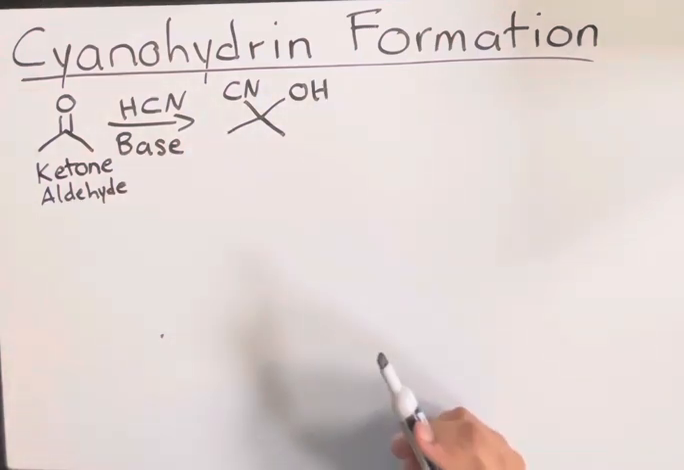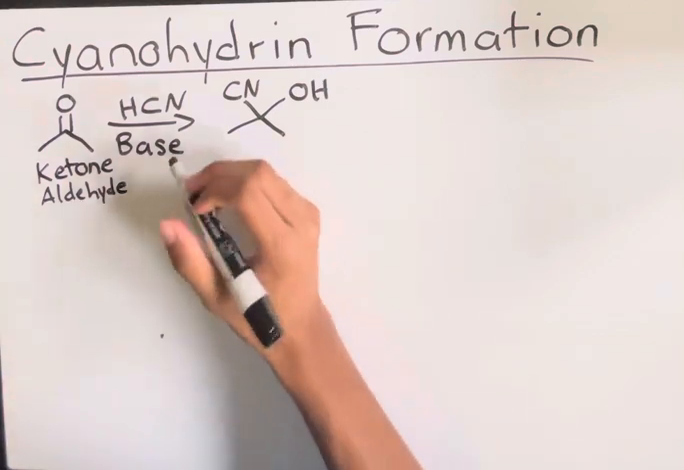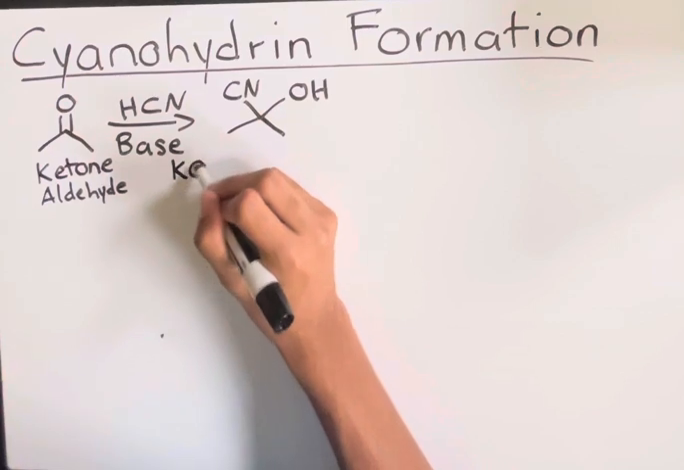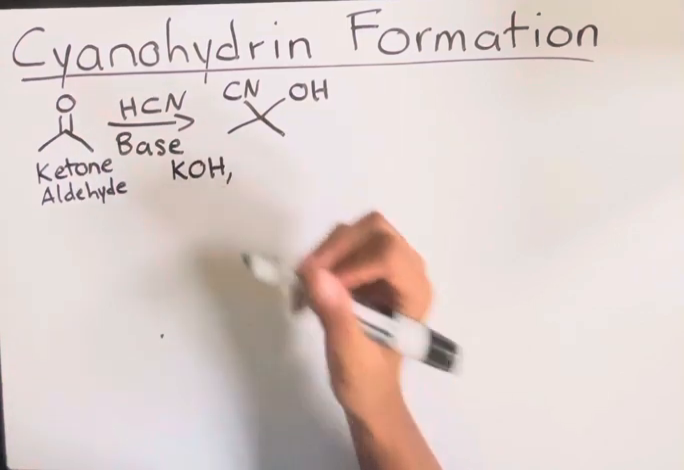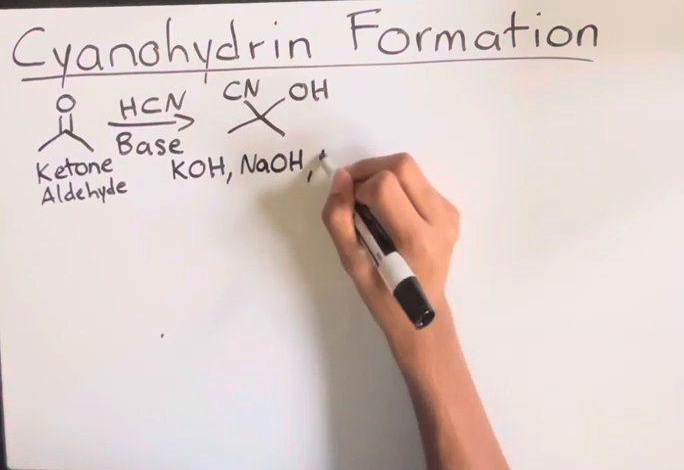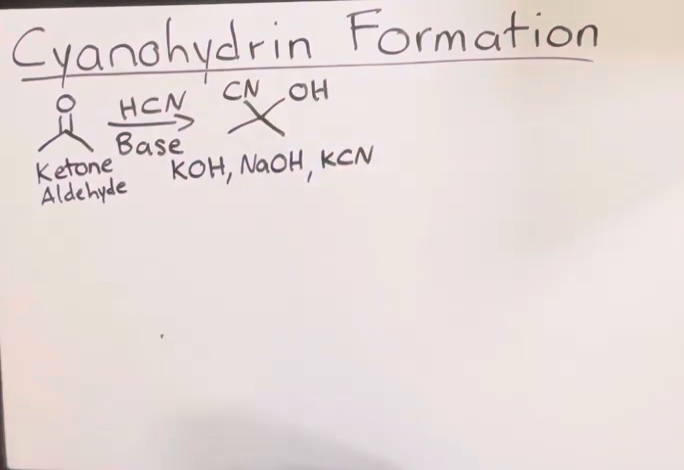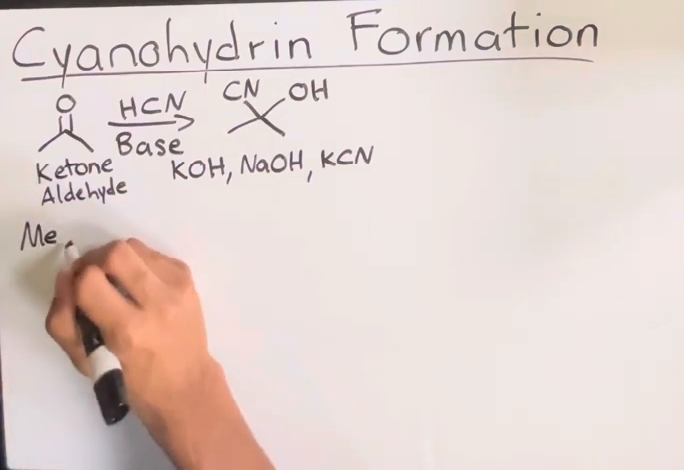And these two functional groups are pretty useful in organic chemistry, and they're used a lot in other reactions. And so we have a couple of bases in this reaction that we can use in order to do it correctly. A couple of examples include potassium hydroxide. We could also use sodium hydroxide, or we could even use potassium cyanide. So all of these are perfectly acceptable in order to do our reaction correctly. So here's the mechanism as follows.